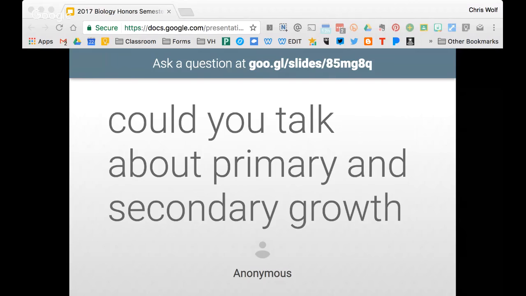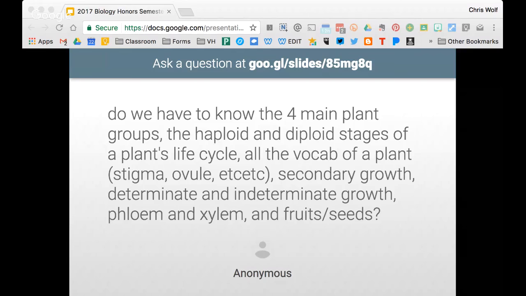Do we have to know the four main plant groups? I would know of them. The haploid and diploid stages of the plant life cycles. I would know that the sporophyte is the diploid stage and the gametophyte is the haploid stage. And all the vocab of a plant, stigma, ovule, et cetera, et cetera. In terms of all the vocab, I would say don't worry about the structures of the flower so much.